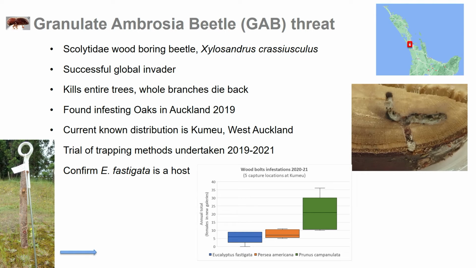And this is a simple way that we can look at a range of different tree species that might be attacked by GAB. You can see in the graph, in the blue, Eucalyptus fastigata was attacked at a similar rate to avocado in orange, which is a known host tree of this pest overseas. But they were both attacked slightly less than Taiwan cherry, which is a known preferred host species, presented in the graph in green. This confirms eucalyptus are hosts and are vulnerable to this pest.